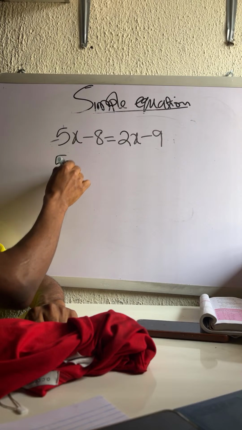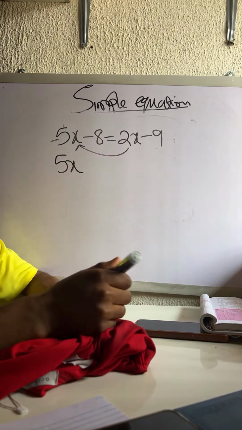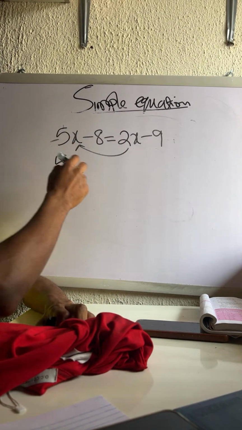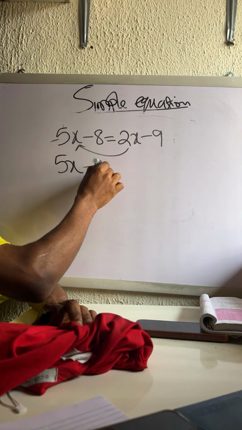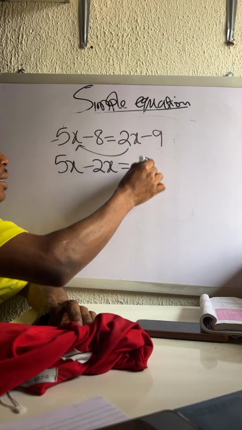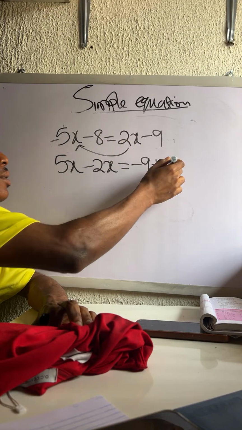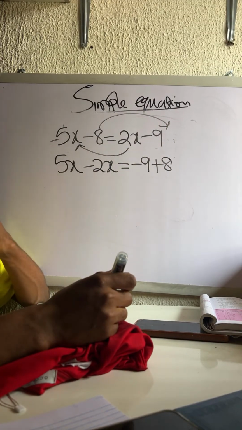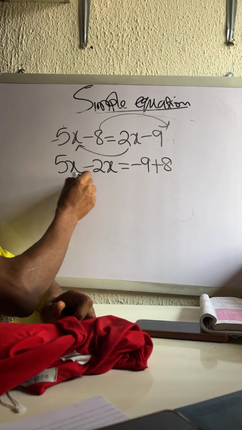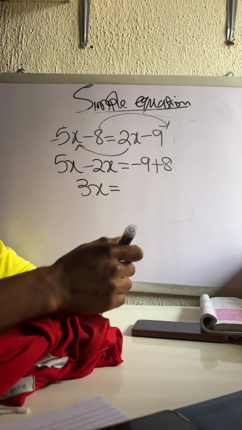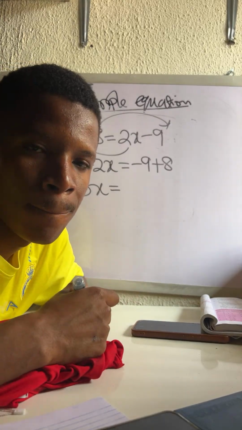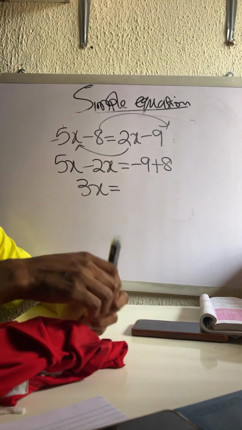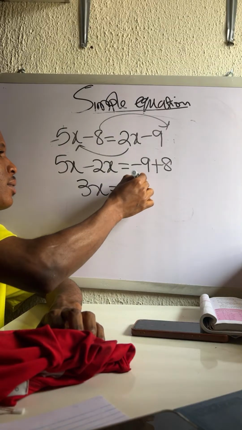Okay, so what do we do? We have it as 5x. We'll subtract 2x from both sides. Okay, so he said x is 7. Let's check. Olivia, you have to subtract 2x, and that's equal to minus 9 plus 8, because this is minus 8. It's crossing the equality sign. Olivia, look at the box so you get it very well. So you have 3x is equal to, what is minus 9 plus 8? Minus 9 plus 8 is minus 1.